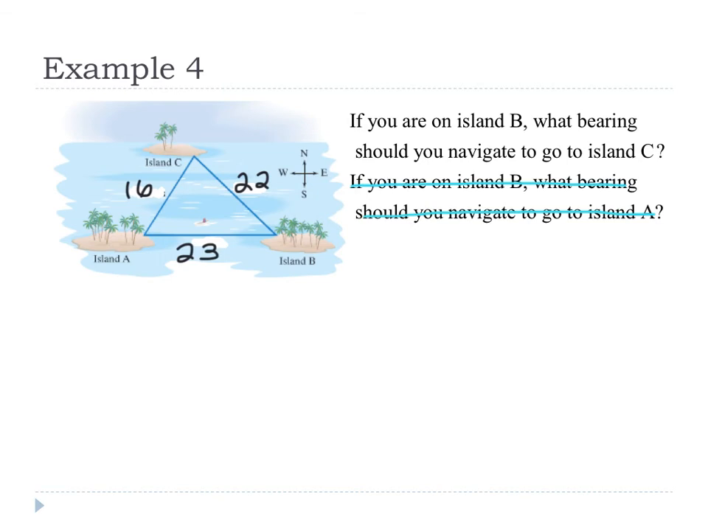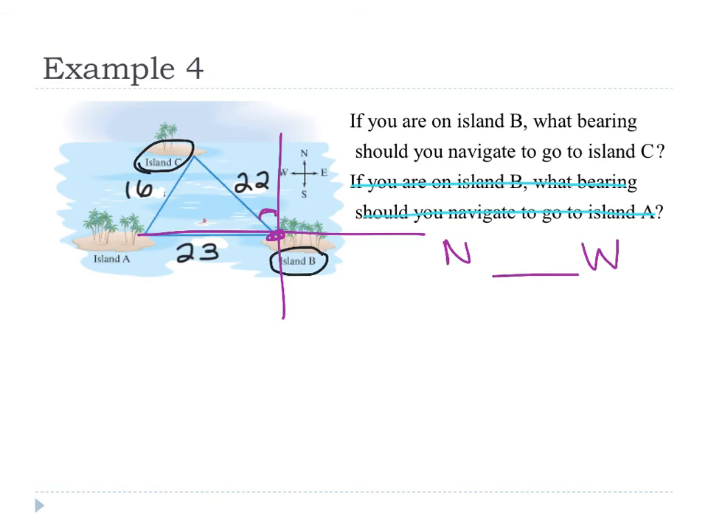All right, so this says, if you are on island B, what bearing should you navigate to go to island C? So we're back to bearings. Remember that bearings have two parts: the degree and also a direction. So if I'm starting at island B and I want to go to island C, I would make B my origin. So if I drew my axis here, what direction would I have to go to get to island C? Northwest, right? North and then west. And then what I have to figure out is what this angle measurement is there, because that's the bearing degree I would have to take.